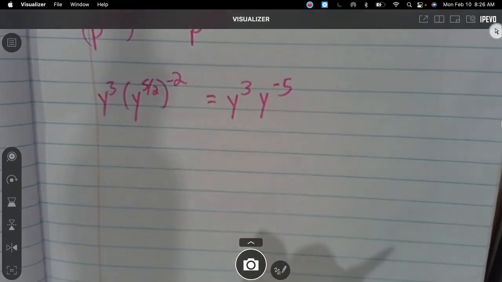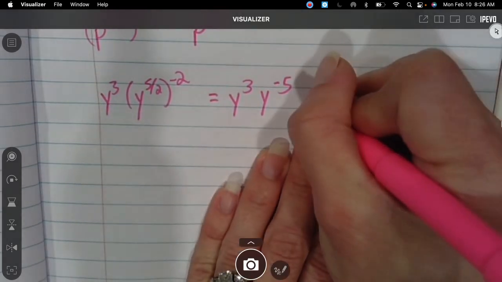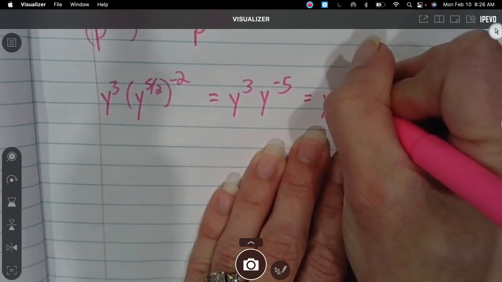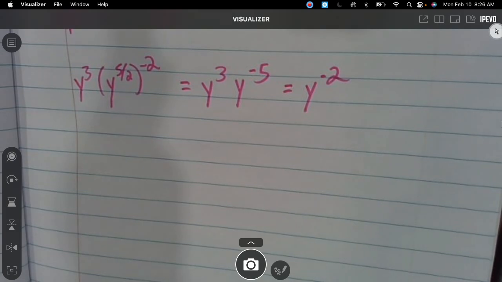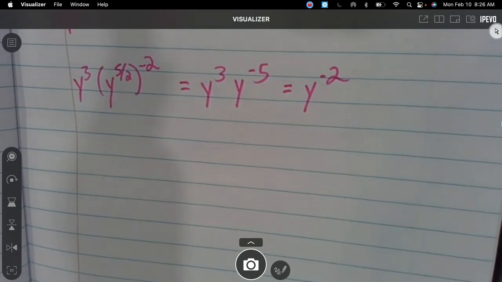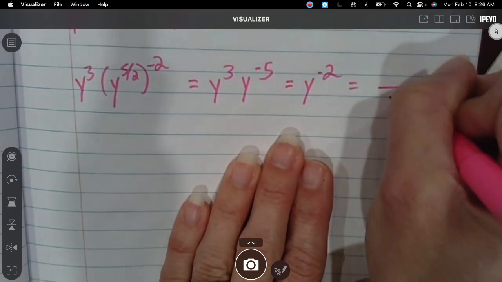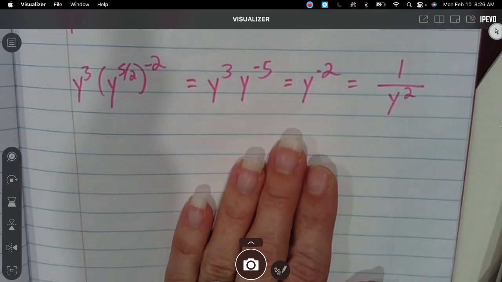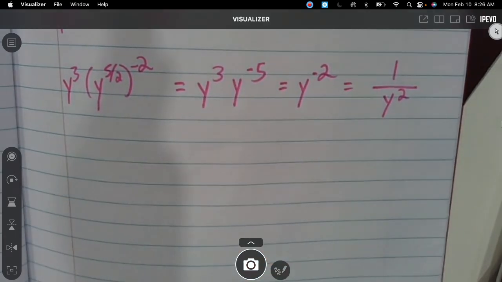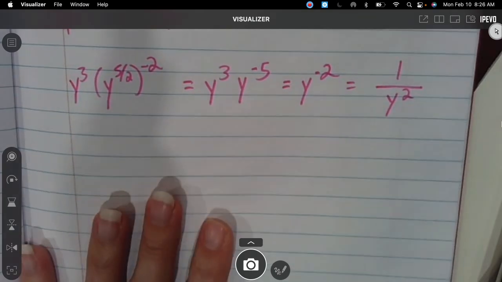Now, am I done? No. What do you do when you're multiplying? What do I do with those exponents? Add them. What is 3 plus -5? It's -2. What do you do? Another rule. What do you do with a negative exponent? You move it, yeah. So it goes to the bottom. And I just need to put a 1 up there since there's nothing up there. Okay, that is using every single rule except for the 0 one. Every rule we've done so far.